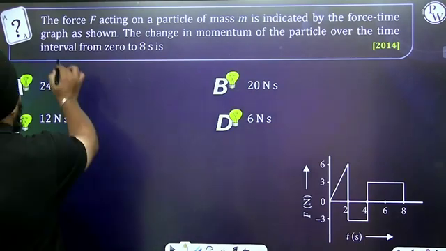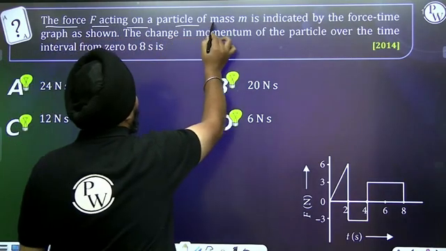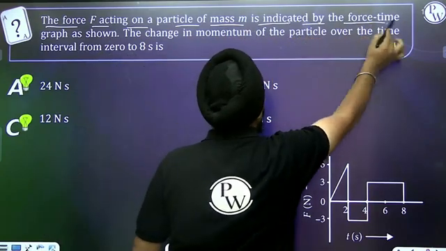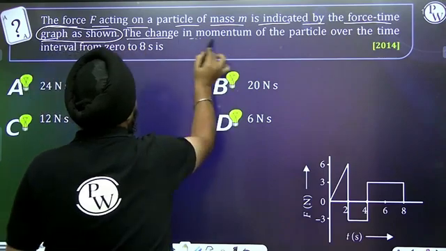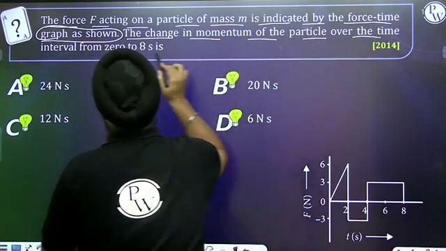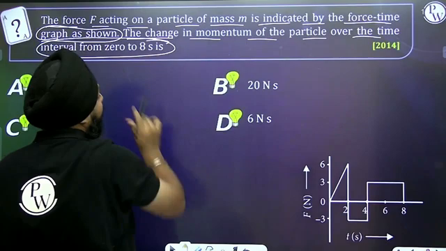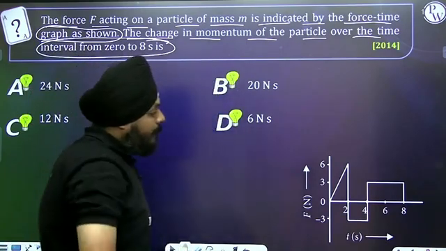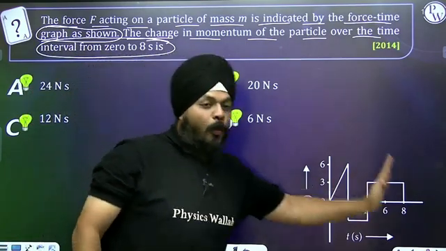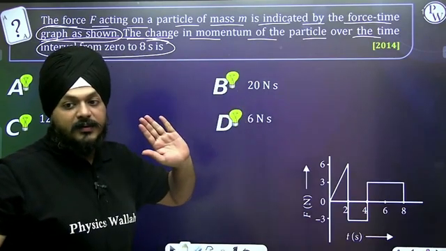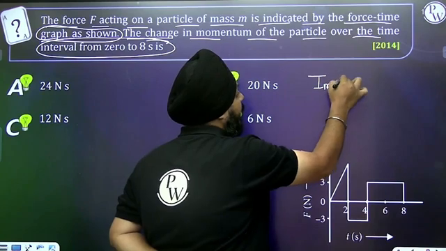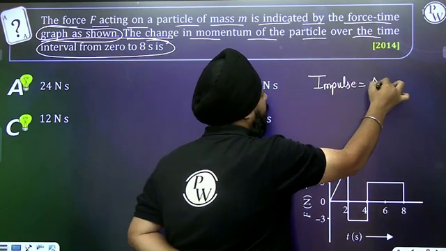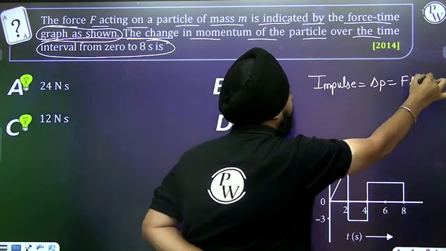The force F acting on a particle of mass m is indicated by the force versus time graph as shown. The change in momentum of the particle over the time interval 0 to 8 seconds will be what? See, this is a force versus time graph. If I am talking about the impulse, that is equal to the change in momentum, then I can also write it as F delta t.